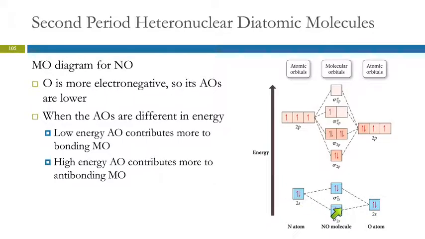So the low energy atomic orbital contributes more to the bonding orbital, and the higher energy atomic orbital contributes more to the antibonding. So nitrogen with 5, oxygen with 6 electrons. We got 2, 4, 6, 8, 10, 11. Any questions?